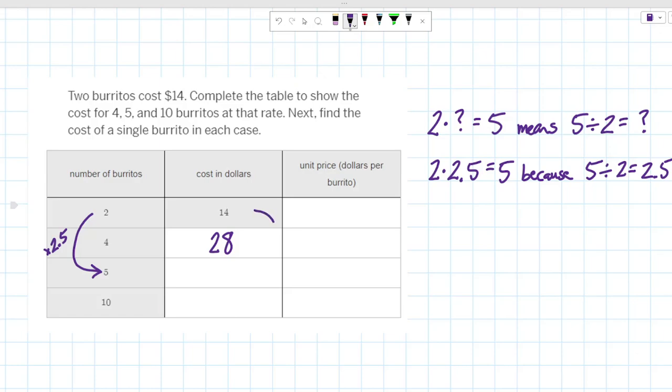So we can take 14, and what do we need to do with that number? If on the left-hand side we multiply by 2.5, what should we do on the right side? Multiply by 2.5. So what is 14 times 2.5? That should be 35.